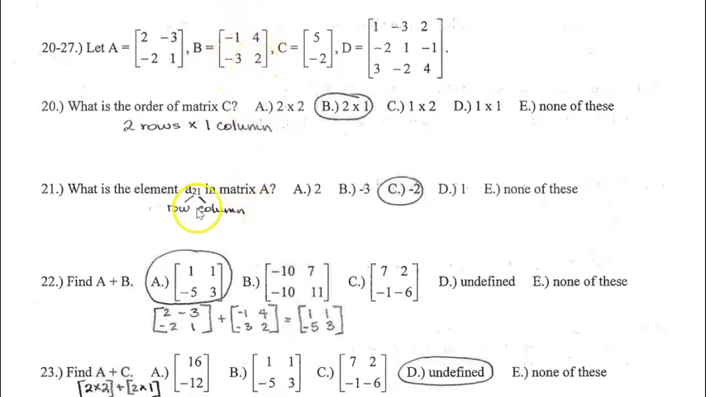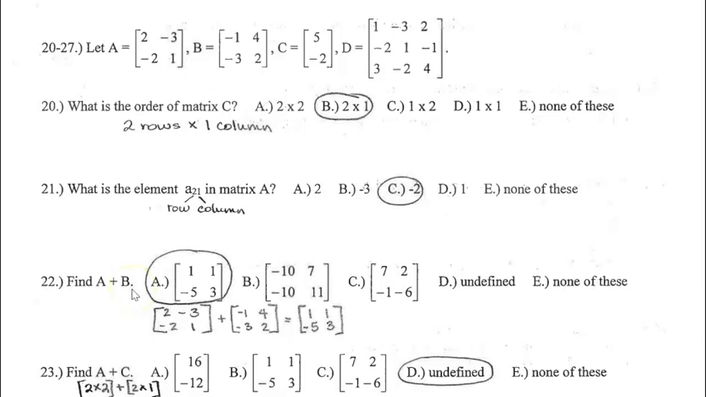All right, then it says in matrix A, what's element A sub 2, 1? Well, the first number is the row it's in, and the second number is the column that it's in. So I'm going to look at matrix A, and I'm going to go to row number 2, column number 1, and that would be negative 2. All right, then they asked me to find A plus B. Now, you could put this in your calculator.